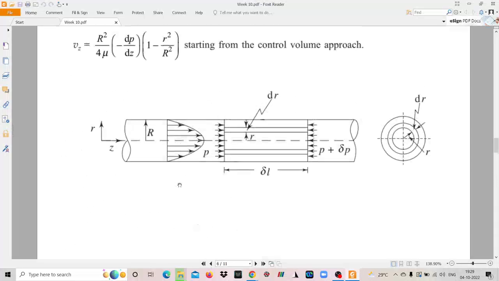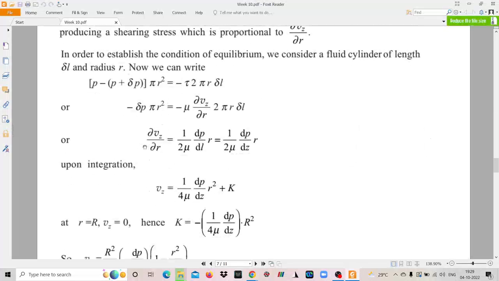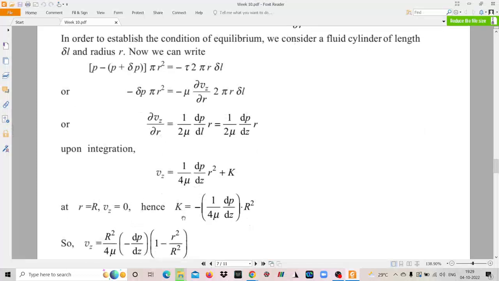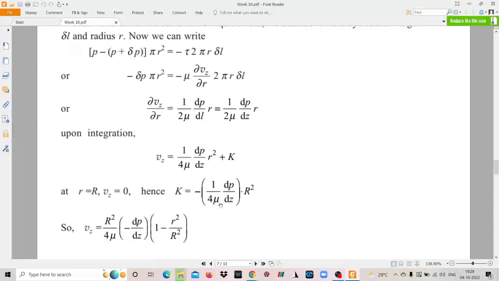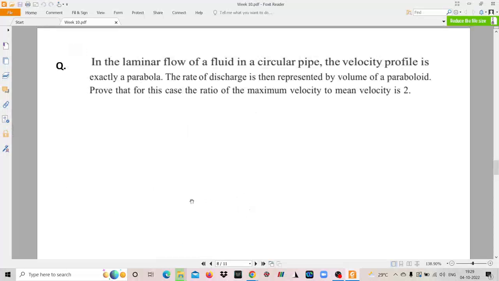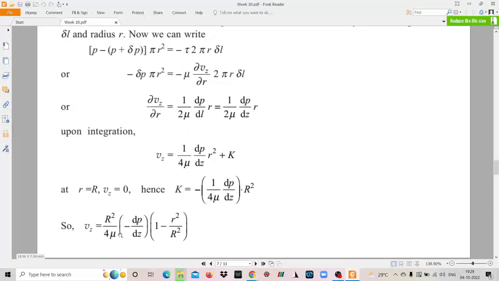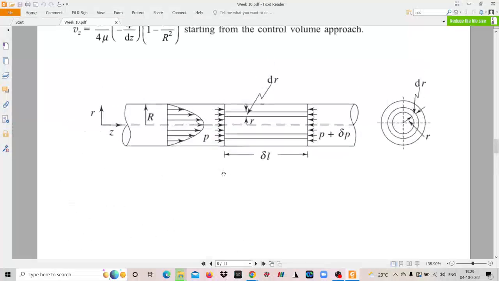At R equal to R, what is the value of Vz? The value of Vz equal to 0 because of the no slip condition. Hence the value of K is minus 1 by 4 mu dP by dz R square, and thus Vz is R square by 4 mu, minus dP by dz, times 1 minus r square by R square. So that is what we needed to prove, that is what was asked in the question.